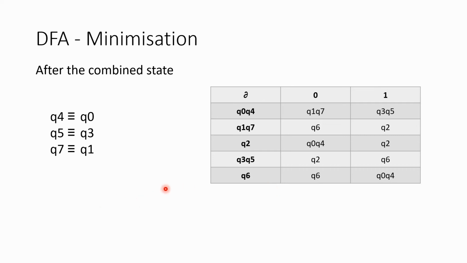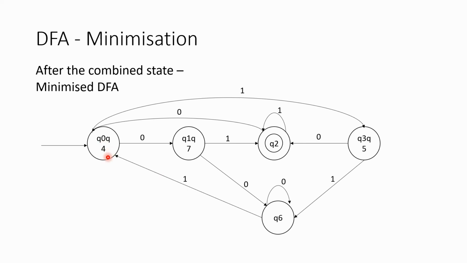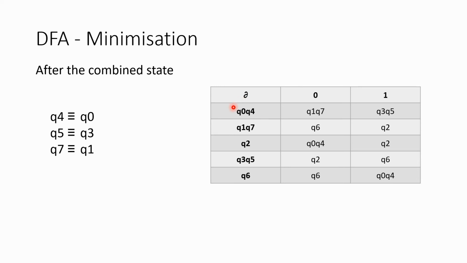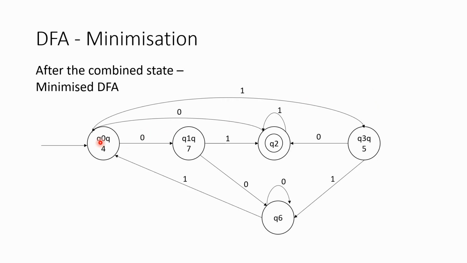Now we can construct the minimized DFA from the minimized DFA table. Here Q0, Q4 will be the starting state, as Q0 is the starting state in our problem. And Q2 will remain the final state as it is stated in our problem. So for the state Q0, Q4, the transition function gives the value Q1, Q7 on the input 0 and Q3, Q5 on the input 1. So Q0, Q4 on the input 0 goes to Q1, Q7 and on the input 1 goes to Q3, Q5.